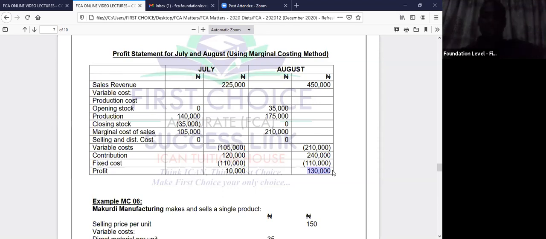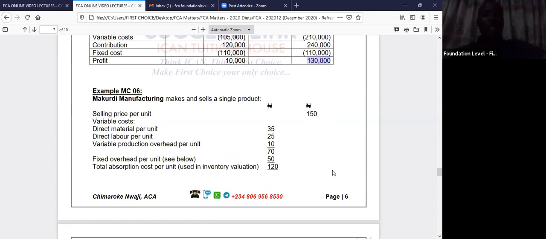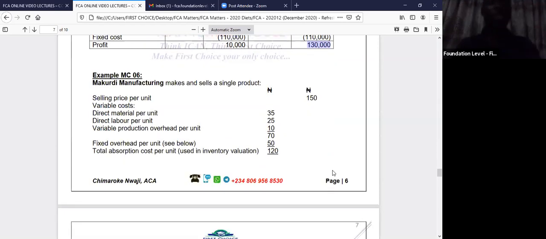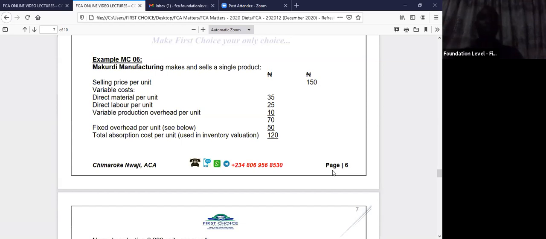Okay, that being said, let's look at the alternative method using absorption costing. Now we are given the same set of information, the same set. Can you see the 70 naira that we are using here? This is your marginal costing value. Now we have fixed costs per unit, and they told us how we'll get it below, and we are told it's 50 naira.